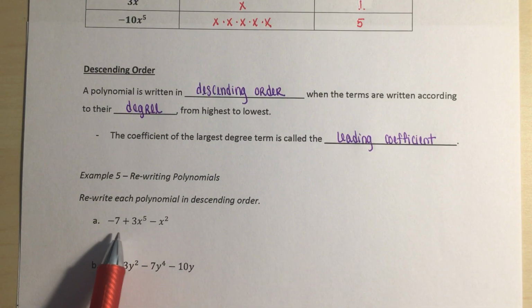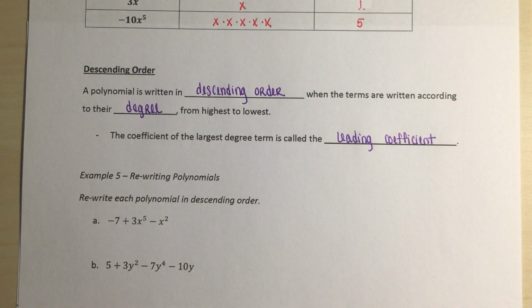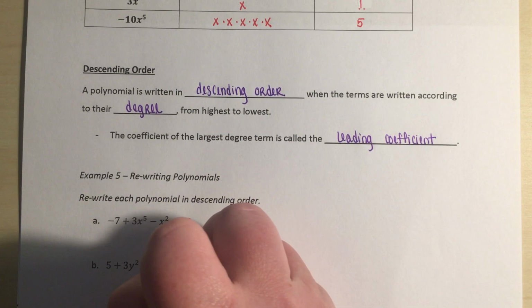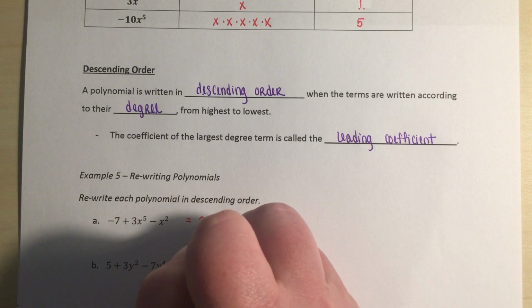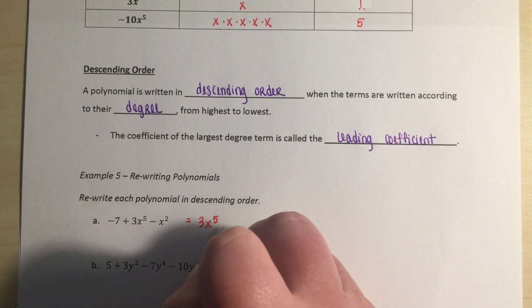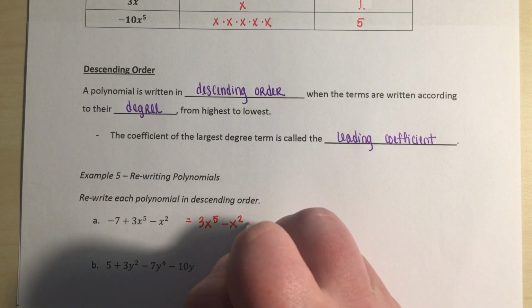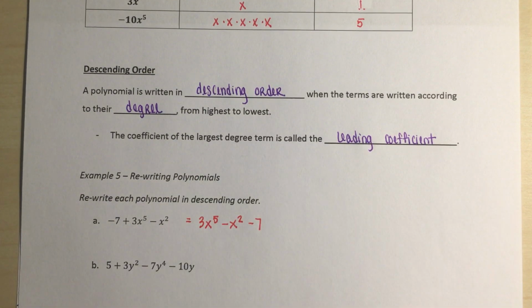So for A, we have -7 plus 3x to the fifth minus x squared. Right? Our term with the largest exponent or largest degree is 3x to the fifth. So we're going to start with our 3x to the fifth. Then next we're going to write our -x squared. And then lastly, we're going to write our number, our constant term of -7.